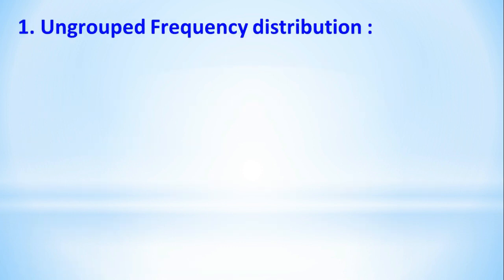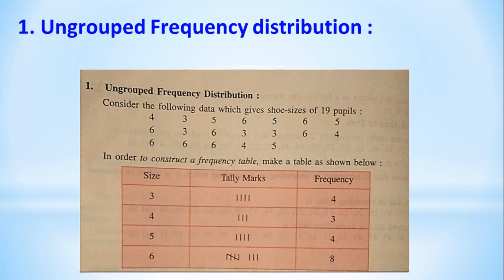Next is ungrouped frequency distribution. We have two types of frequency distributions. First one is ungrouped frequency distribution. Just observe the image over here. This is the group of data of 19 students, and the shoe sizes of the 19 students are given over here, and this data is rewritten in a tabular form. It is called an ungrouped frequency distribution.